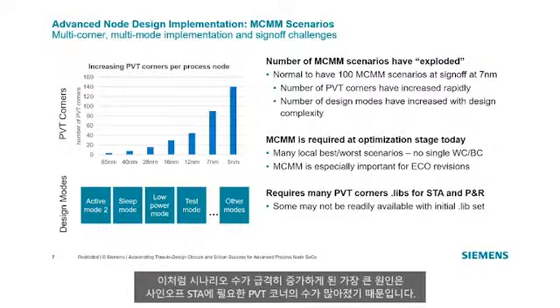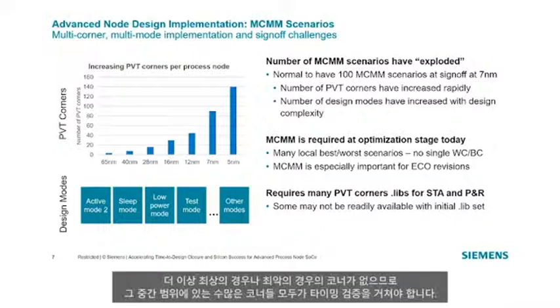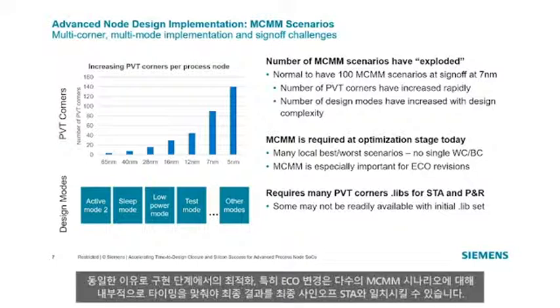The biggest culprit behind this rapid increase is the large number of PVT corners needed for sign-off STA. Today, at 7 nanometers, having 50 to 100 PVT corners used at sign-off is quite common. This is compared to only a handful of PVT corners required at 65 or even 40 nanometer designs. There's no longer a best case or worst case corner, so many corners in between have to all be timing validated. Due to the same reasons, optimization at the implementation stage and especially ECO changes have to be internally timed for a large number of MCMM scenarios so that the end result can match with final sign-off STA.